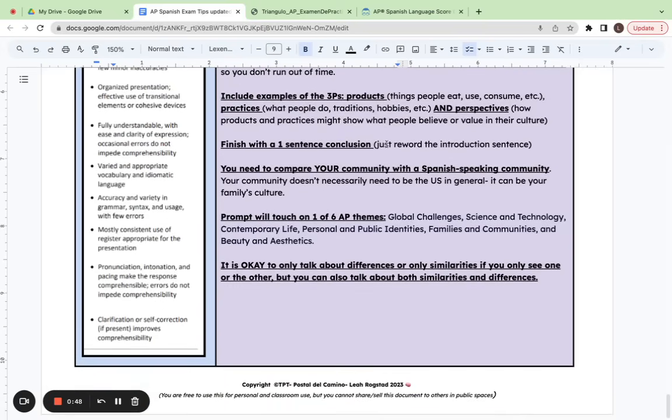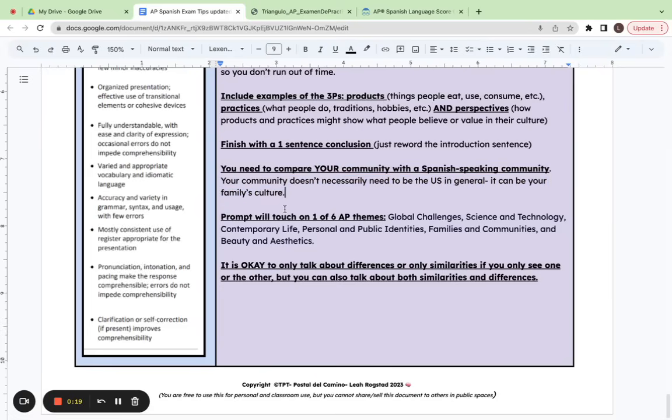And then finish with one sentence conclusion, which is basically just rewording the introduction sentence, but you can say, como hemos visto o como he explicado, hay muchas similitudes y diferencias entre blank y blank. Remember that you're comparing your community with a Spanish-speaking community. That community doesn't necessarily need to be the U.S. in general.